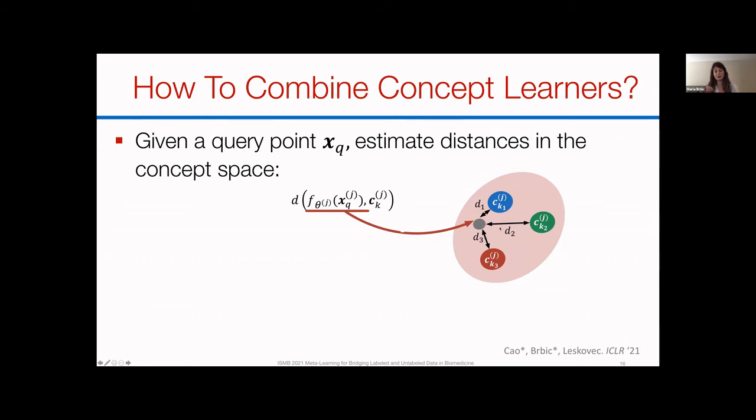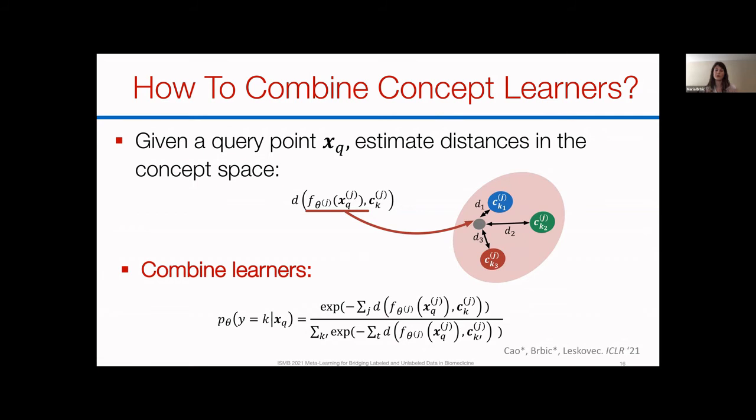We then combine these by taking the sum over all concept prototypes and normalizing across all the classes. The inner part looks at the distance between the concept embedding of the query data point and the concept prototype, and then we sum over all the possible concept prototypes and normalize over the classes k prime.